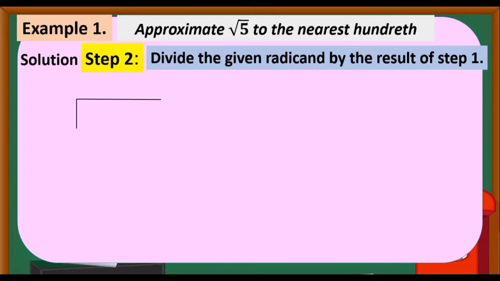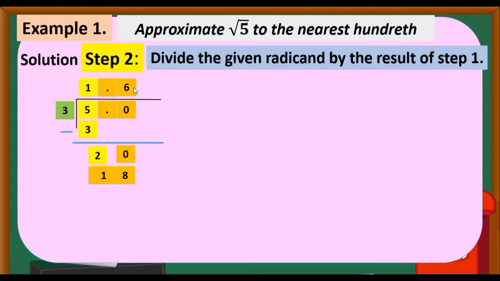we will use long division. Remember, the 5 goes inside and the highest radicand we got, which is 3, goes outside. So, let's divide. 5 divided by 3 is 1. Then 1 times 3 is 3. 5 minus 3 is 2. Since 2 divided by 3 cannot be done, we add a decimal and a 0. So, 20 divided by 3 is 6. 6 times 3 is 18. 20 minus 18 is 2.